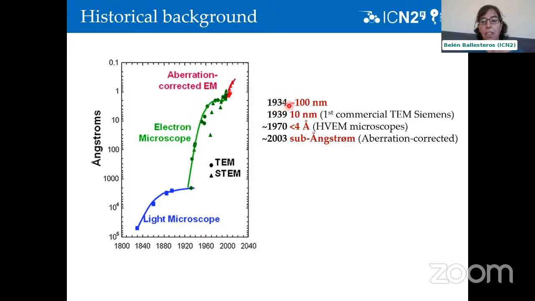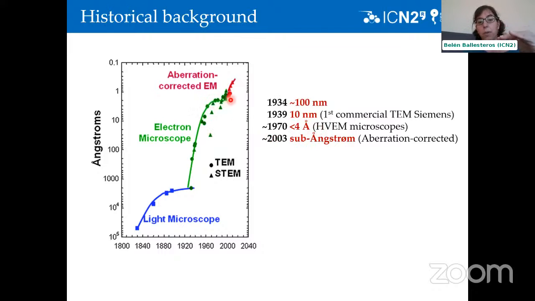So in 1934, it was around 100 nanometers. Just 5 years later, the resolution was improved down to 10 nanometers, and this was for the first commercial TEM by Siemens. And then there was a time in the 70s that they realized that they were working with very high voltage microscopes, and I will tell you in a minute why they were working with high voltage. So they were increasing the voltage a lot in the microscope to get better values for the resolution, and they could go down to 4 angstroms. At some point, this got stable.